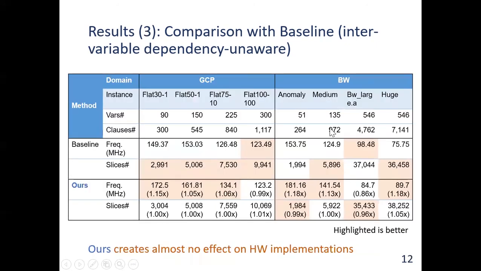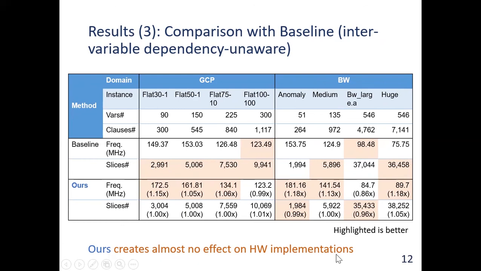This table shows the hardware implementation results. For slice count, it is seen that baseline makes smaller slices on most instances, but ours just creates up to 5% overhead. For clock speed, ours even achieves better clock in most instances, meaning ours creates almost no effect on hardware implementations.